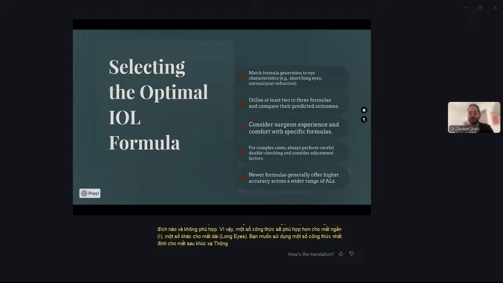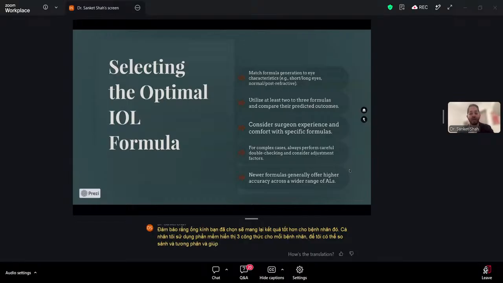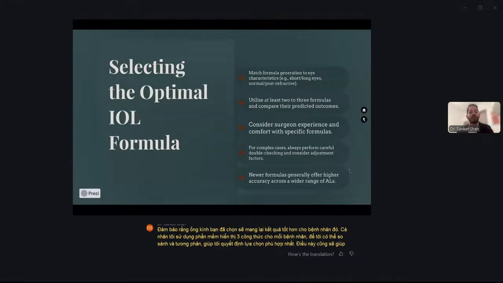Typically, a lot of people will simply use whichever formula is most easily accessible on their biometer. I would strongly encourage you to look at 2 to 3 formulas if possible and compare their outcomes. That can give you more assurance that the lens you've chosen is going to have a better outcome for that patient. I personally use software that shows me 3 formulas for every patient so I can compare and contrast and decide which lens to choose. This will also help you develop experience and comfort with more than one formula.